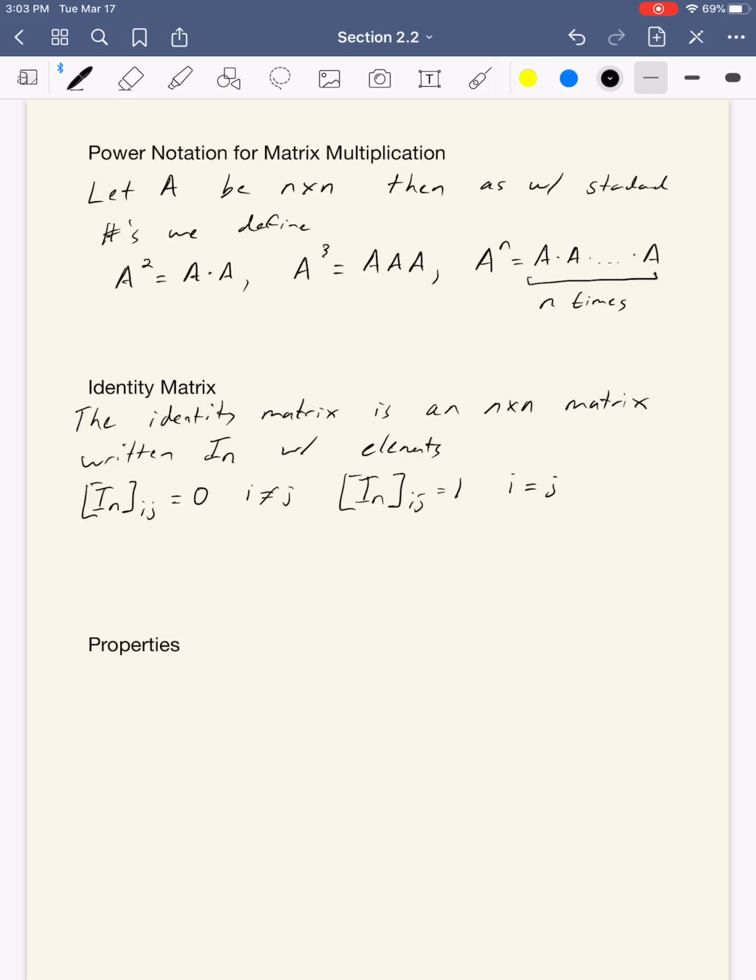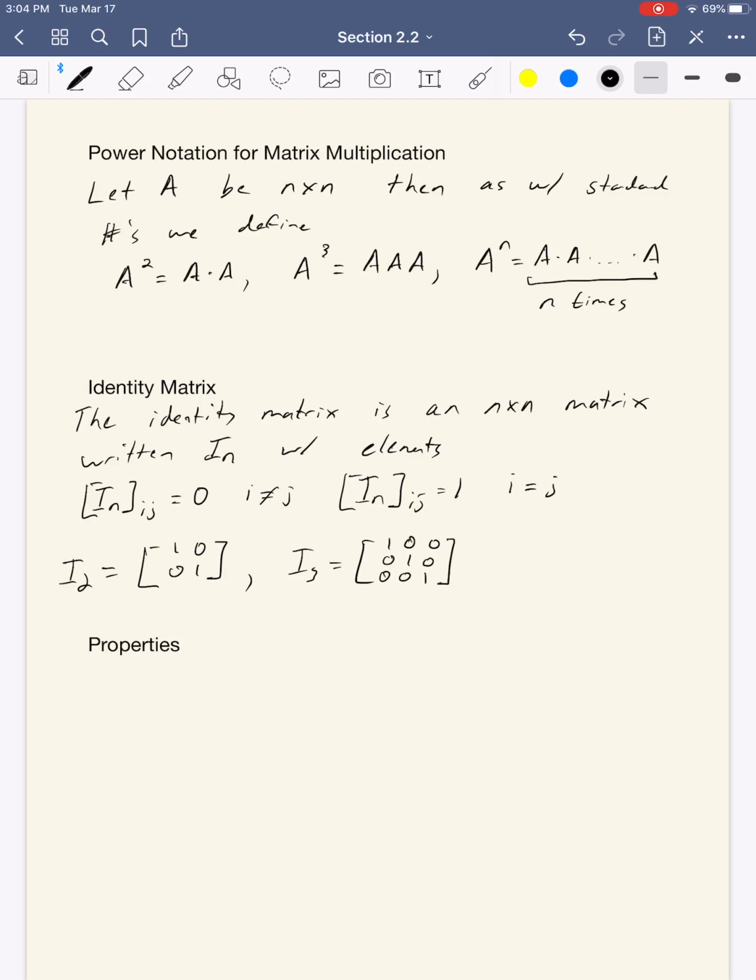So the identity matrix is always a square matrix. There's an identity matrix of size 1 by 1, which is of course just the number 1, then 2 by 2, 3 by 3, 4 by 4, etc. We don't really have a formal identity matrix for non-square matrices. The elements are very simple: you have all zeros off the diagonal, and ones on the diagonal. Something like I2 would just be 1, 0, 0, 1. And something like I3 would be 1, 0, 0, 0, 1, 0, 0, 0, 1. So that's what the identity matrix is.